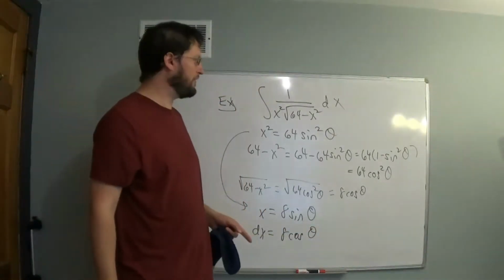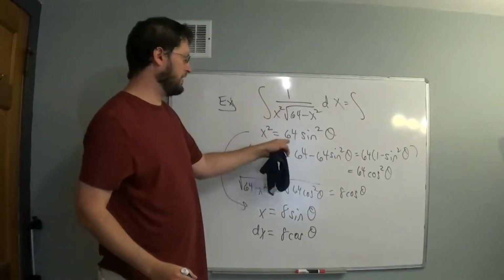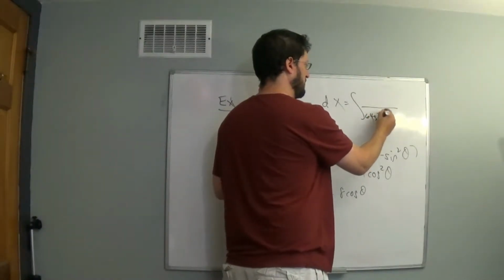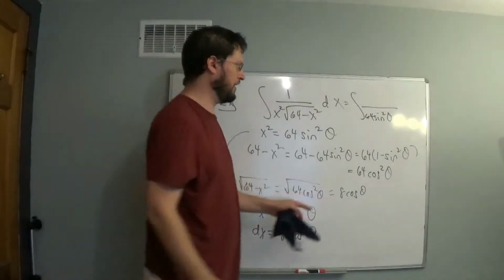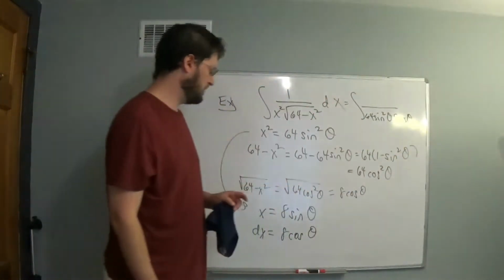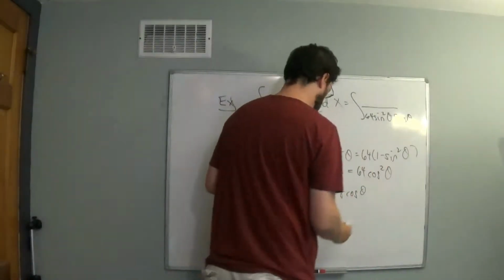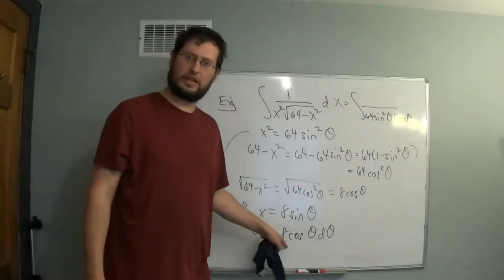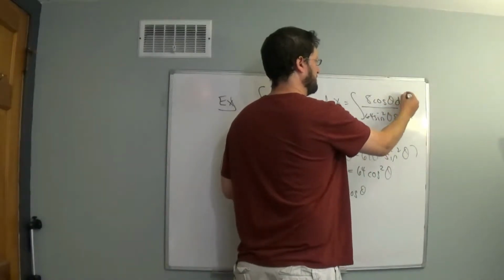Now we can substitute everything in. X squared is 64 sine squared. The radical is 8 cosine theta. And dx is 8 cosine theta. Sorry, I forgot my d theta. Derivative is 8 cosine theta d theta. So 8 cosine theta d theta.